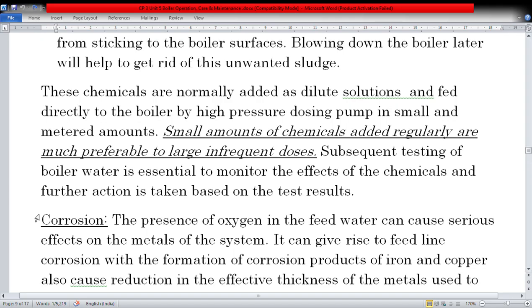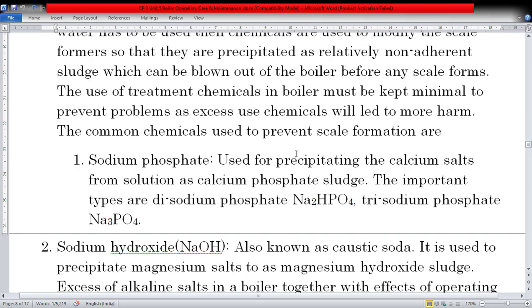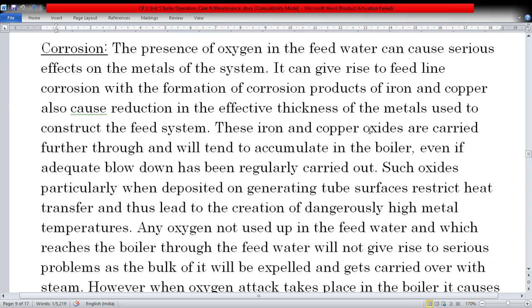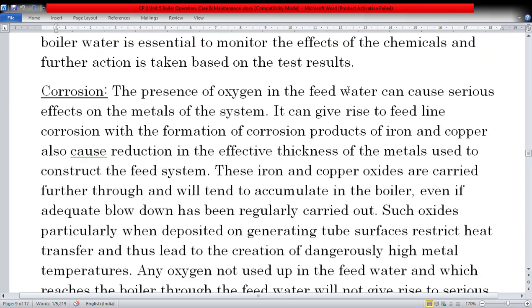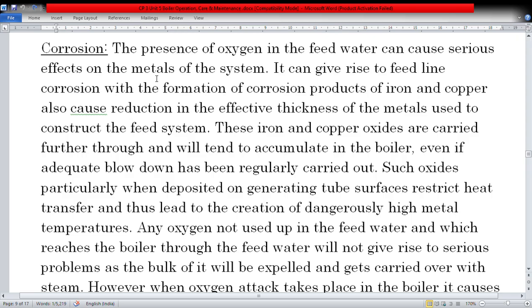Now, another problem apart from this salt formation, scale formation, sorry, we have is corrosion. When we speak about corrosion, the presence of oxygen in the feed water can cause serious effects on the metals of the system. It can give rise to feed line corrosion, with the formation of corrosion products of iron and copper. It also causes reduction in the effective thickness of the metal used to construct the feed system.